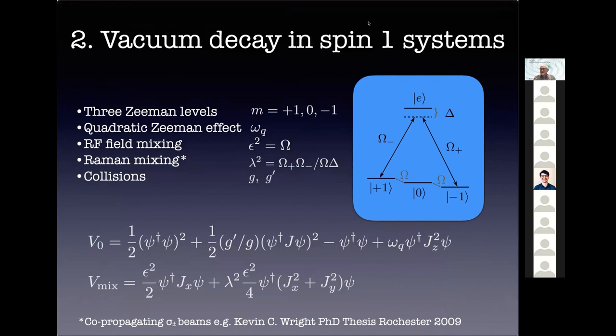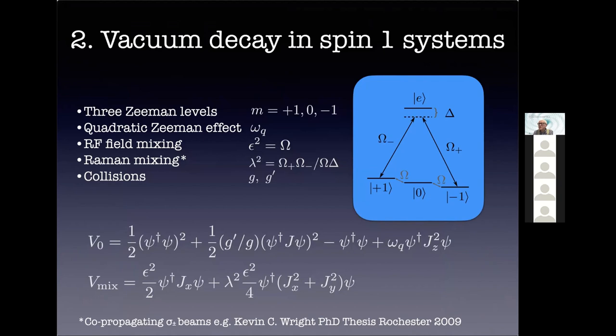Part of our task was to try alternative systems just in case the two-state system didn't work. And we have come up with one. So this one is a spin-1 system instead of a spin-half system. So this one has three states, m equals plus 1, 0, and minus 1.